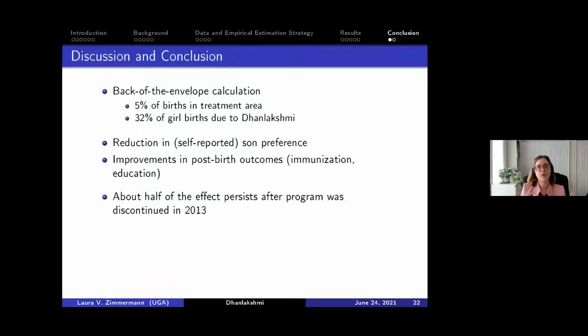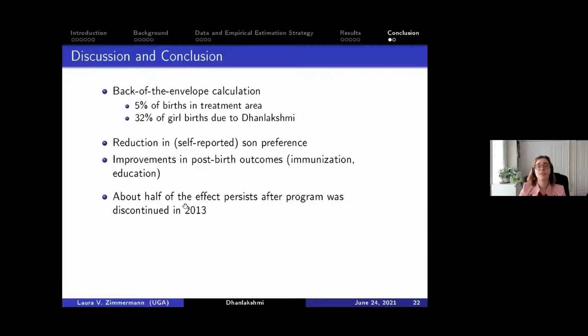And so to conclude, in the paper we do a bit of a back of the envelope calculation and find that our coefficients seem to imply, under plausible assumptions, that about 5% of all the births happening in Fatehgarh Sahib in the treatment area, but a whopping 1/3 of all births occurred due to Dhanlakshmi. So again, underscoring the big benefit on the sex ratio with only a small fertility increase.